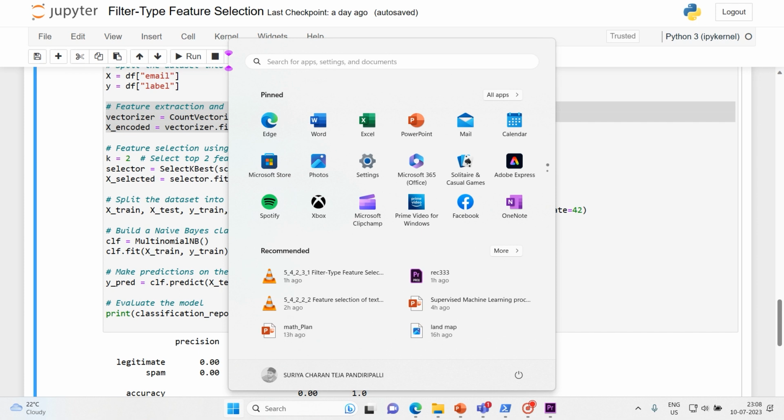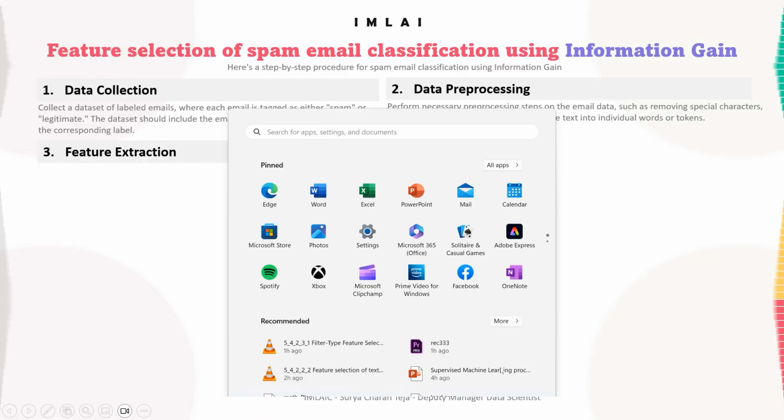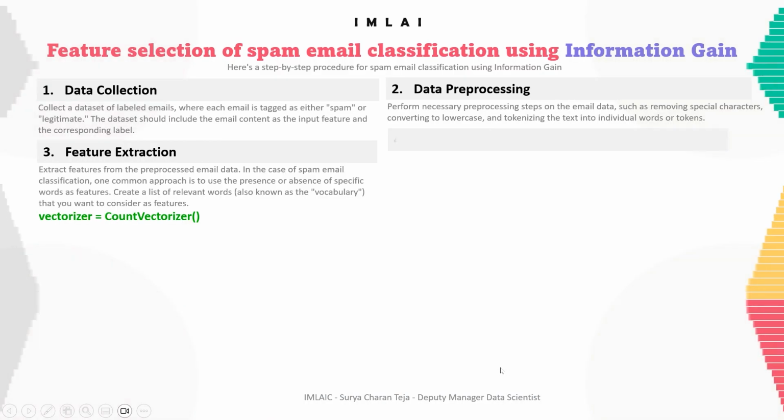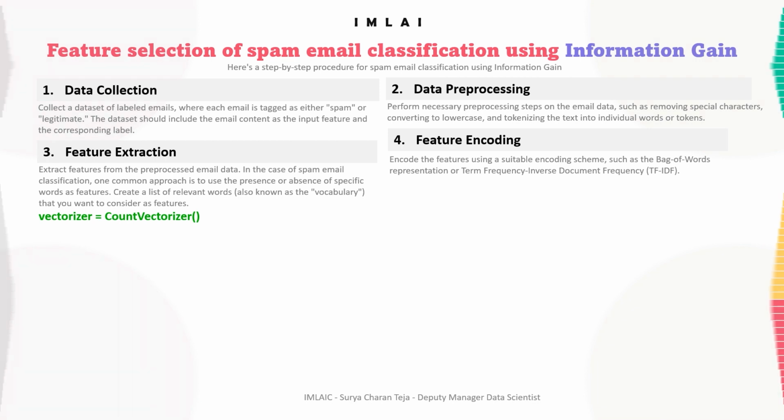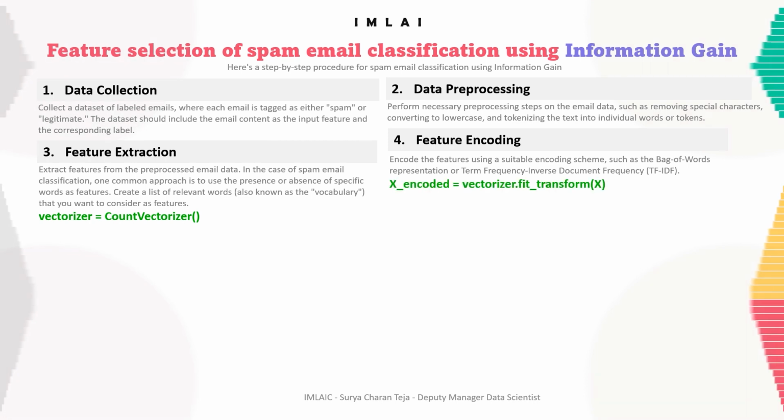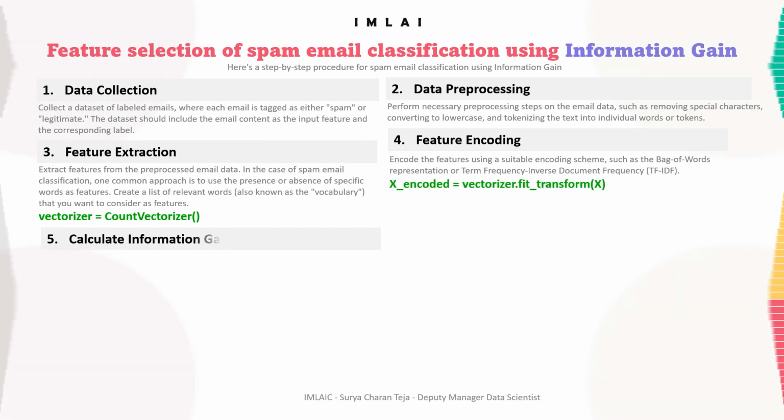Once that's done, we will move ahead to the next step, feature encoding. Encode the features using a suitable encoding scheme such as the bag of words representation or term frequency inverse document frequency, TF-IDF. But we have taken this method. Let's move on to the next step. Now it's time to calculate information gain and do the feature selection.